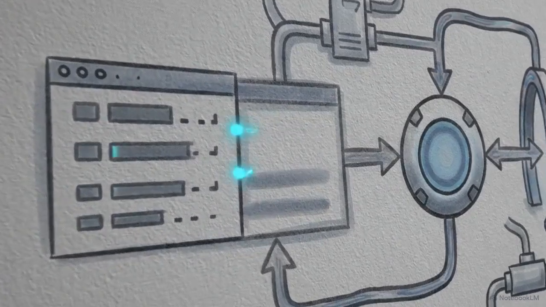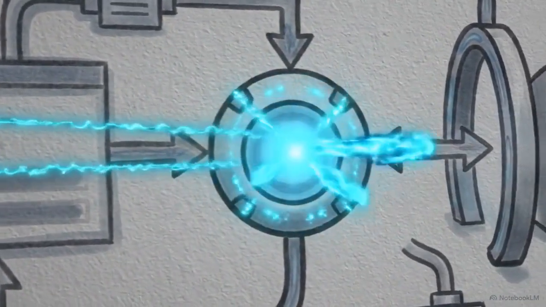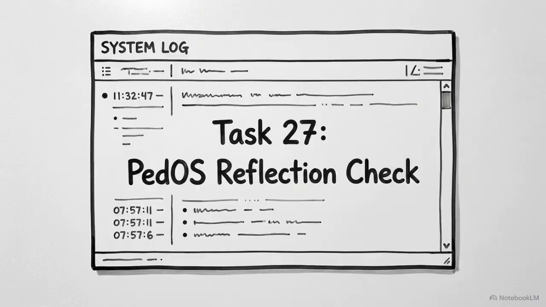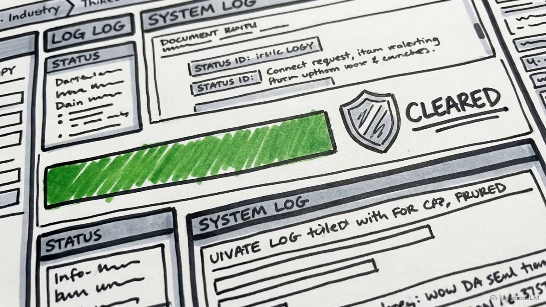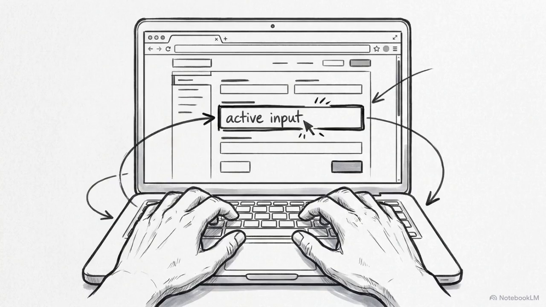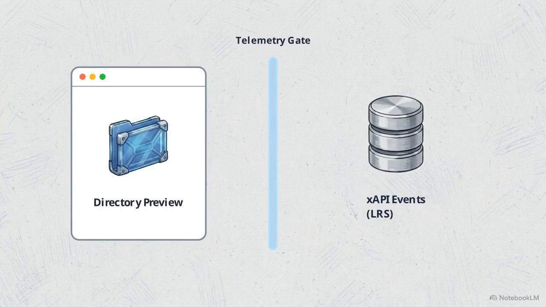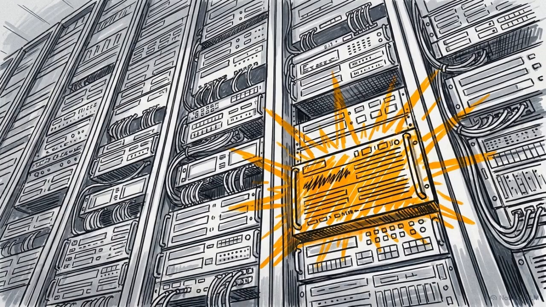We can trace this entire architectural journey through a verified production case, Task 27, known as the PedOS reflection check. This system log readout displays the success markers for that specific artifact. It passed the SAST gate with a score of 95 out of 100 and successfully generated telemetry event 131. Production testing confirmed that the browser preview remained fully interactive during evaluation, while successfully insulating the core platform data from uninstalled interactions. Despite these structural controls, the system still faces ongoing operational realities.